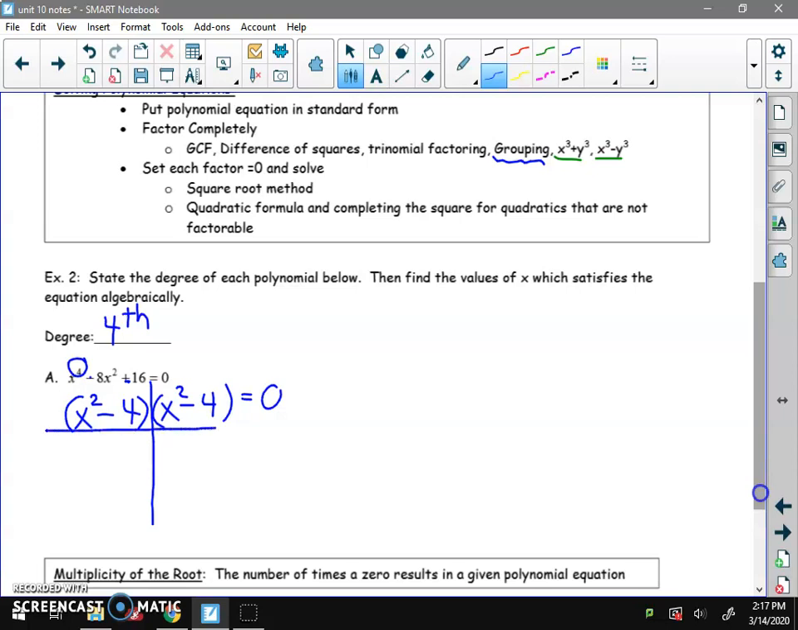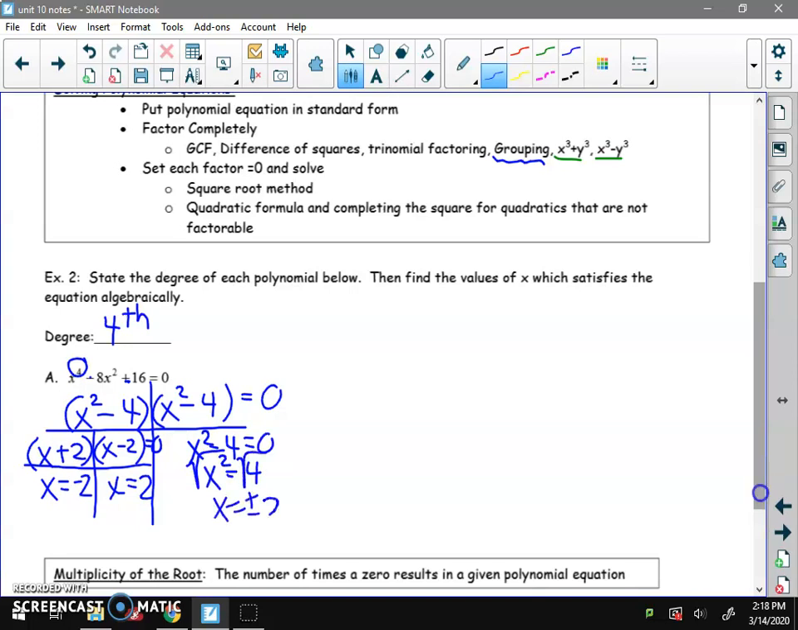You have to set each one of those equal to 0. Some of you might say, oh, that looks like the difference of two perfect squares. So you could do x plus 2 times x minus 2, getting x equals negative 2 and x equals 2. On this side, some of you might think about getting x squared minus 4 equal to 0 and then doing the square root method. X squared equals 4. When you take the square root of that, though, x is going to equal plus or minus 2. So it's the same on both sides. I just wanted to show two different methods of getting the answers.